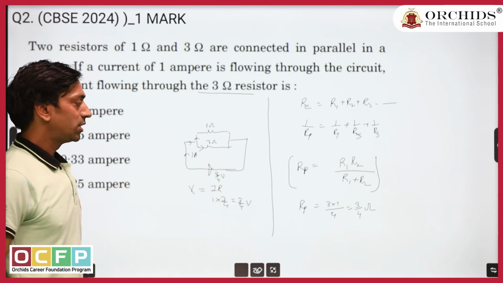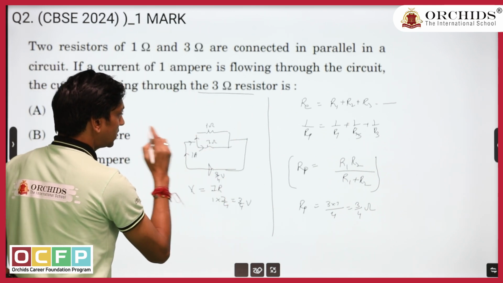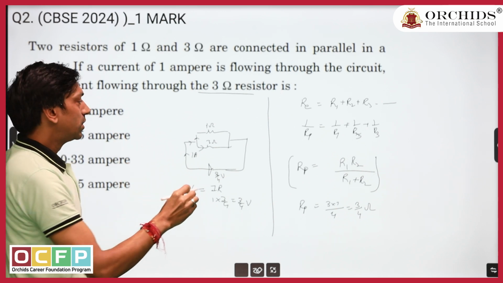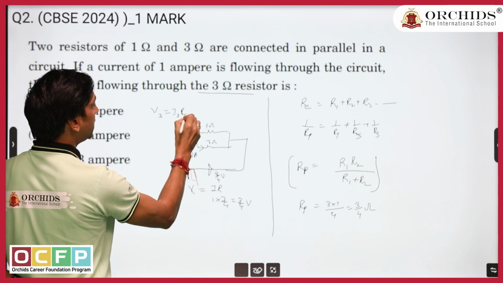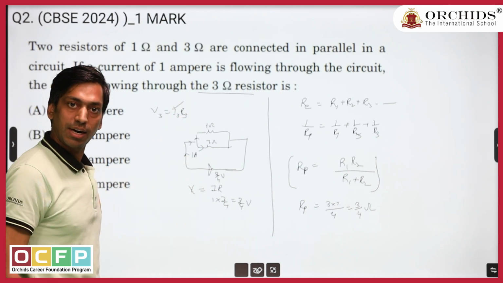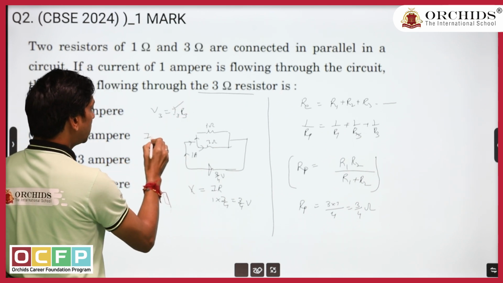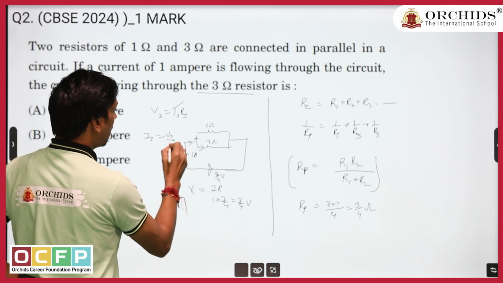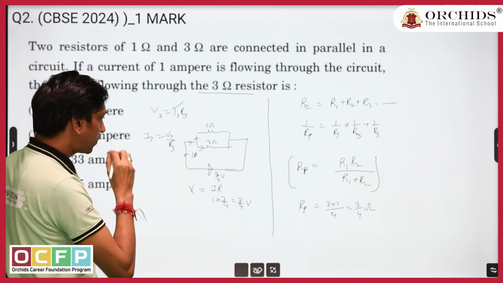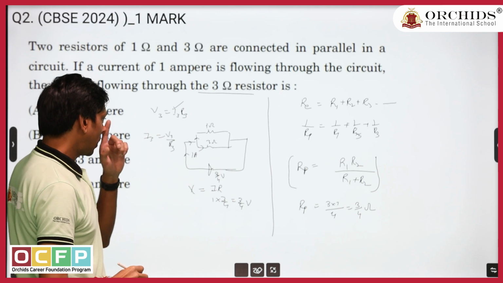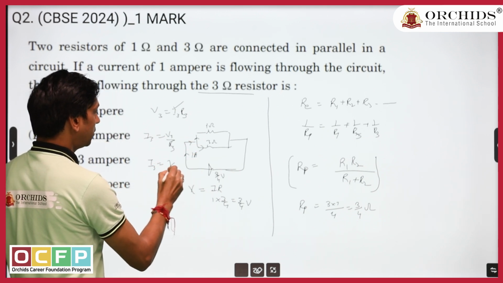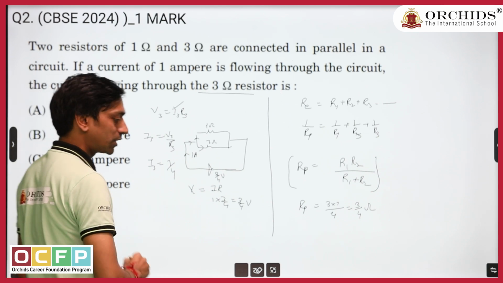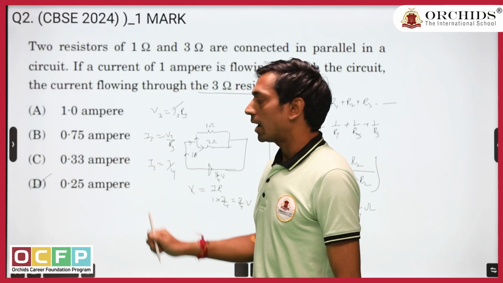how much current will flow through the 3 ohm resistor. This is the 3 ohm resistor, apply Ohm's law. We know that V3 is equal to I3 into R3. We are interested in the value of current, so I3 will be equal to V3 by R3. Solving this, 3 by 4 upon 3, the I3 value will be 1 by 4. So the answer is option D, that is 0.25 ampere.